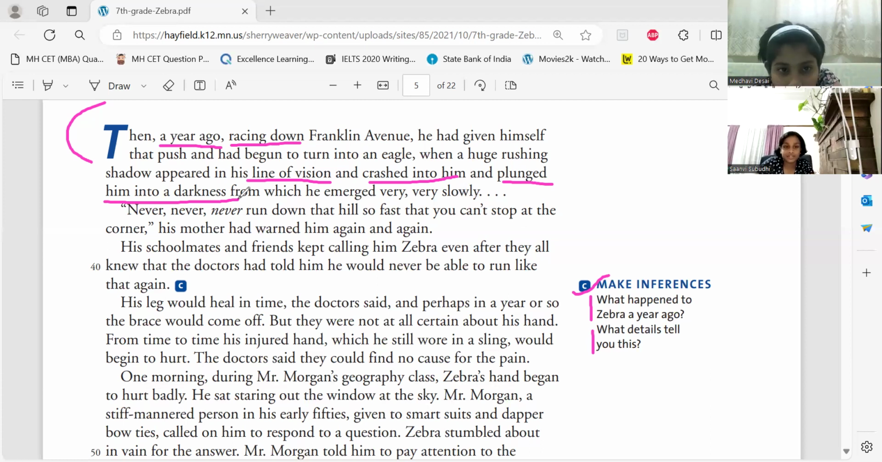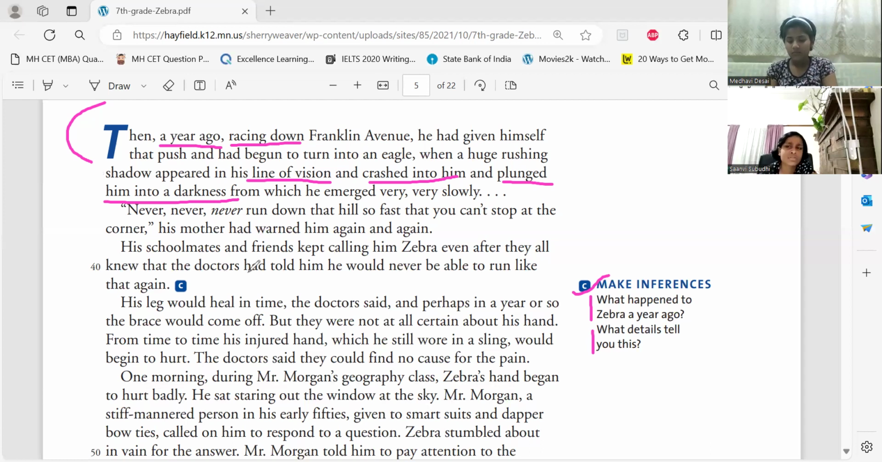His schoolmates and friends kept calling him zebra, even after they all knew that the doctors had told him he would never be able to run like that again. So yeah, he was like Fast and Furious. We would have made a movie on him. You know, there's a movie called Fast and Furious, based on cars.